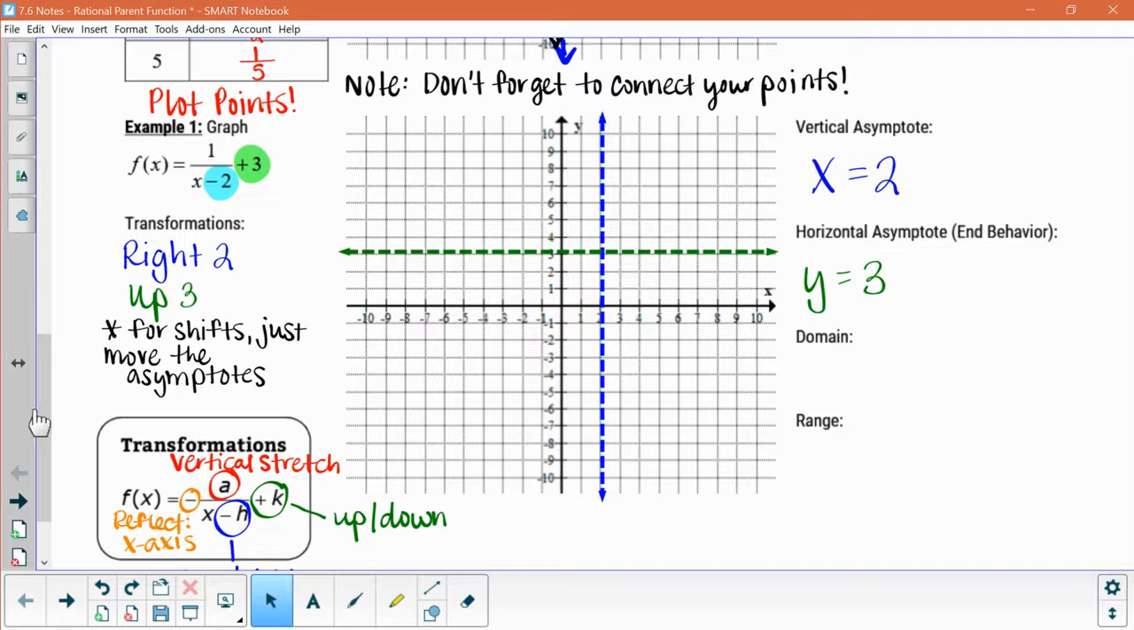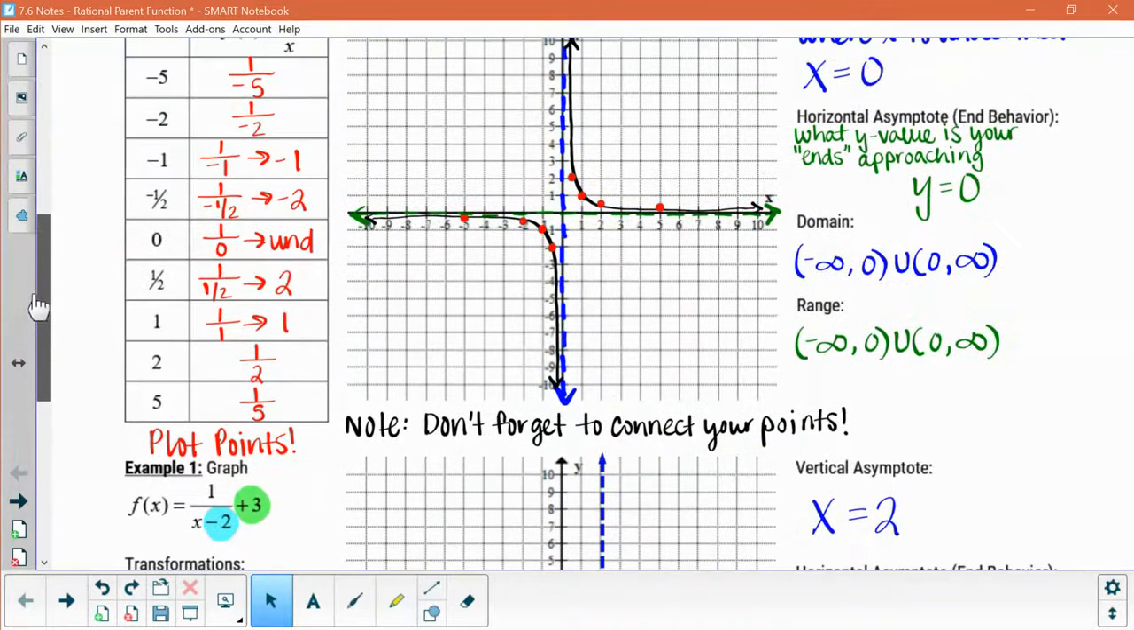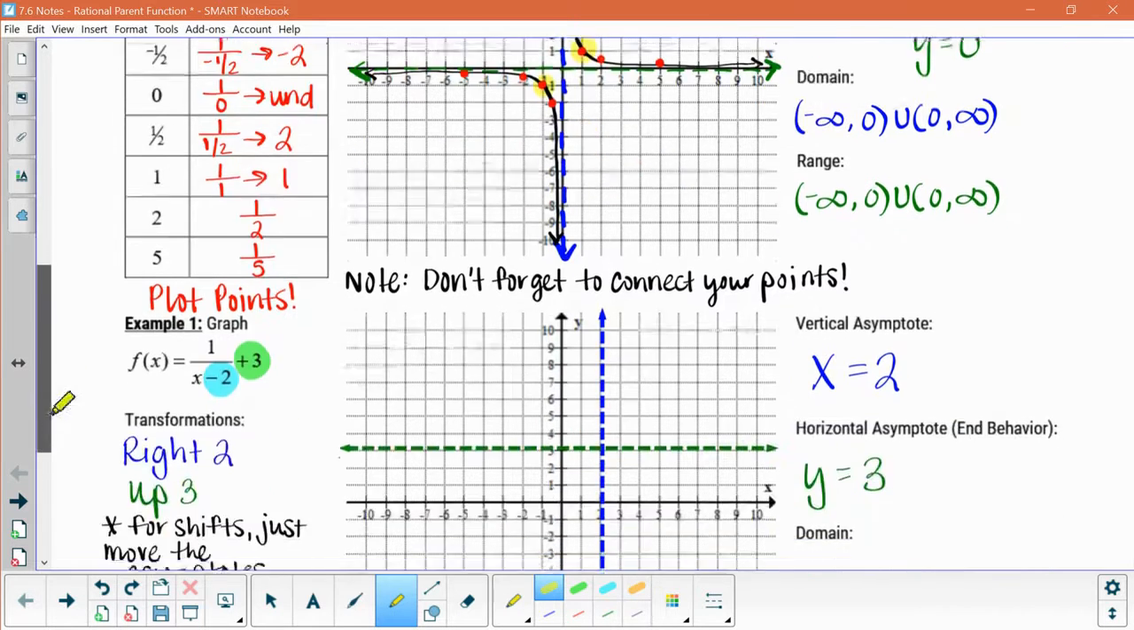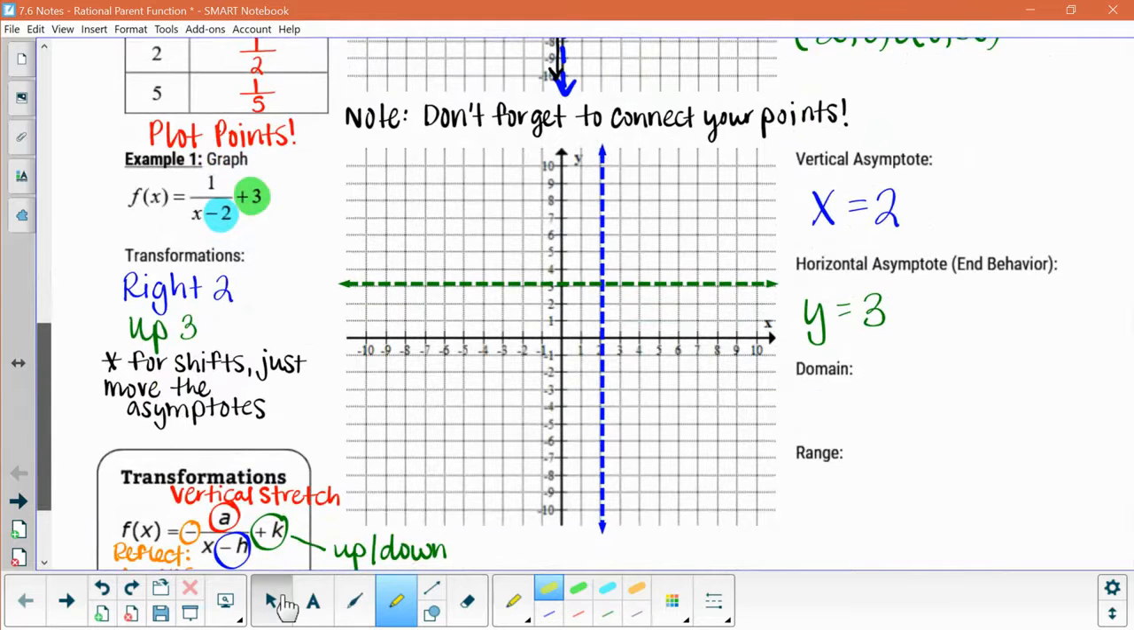And something to note for the sake of quizzes and tests in this class, there's only two points that we are requiring you graph for these types of functions. And it is this key point here, typically right 1, up 1, left 1, down 1. Those are the only two we need on graphs like these. And then, of course, do not forget to connect your dots.